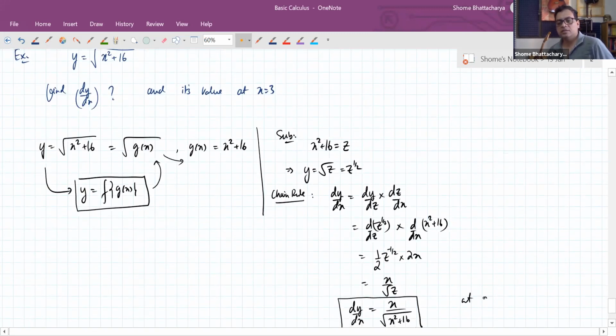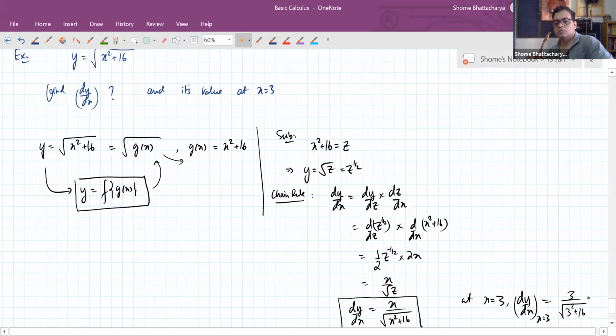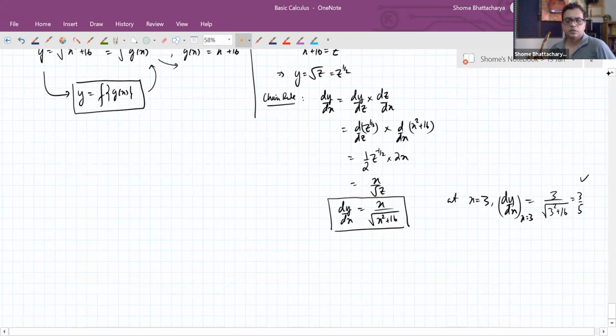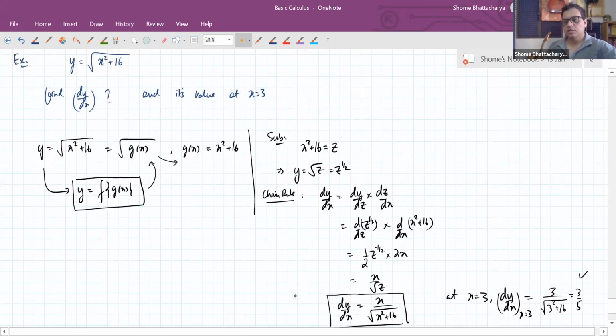So now at the value x equal to 3, the derivative at x equal to 3 will just become square root of this, which will become 3 by 5, as you can see. That's our numerical value. Okay, so these are a couple of applications of chain rule, which, as I told you, are very important in physics. Now we will see a more sort of physical example of the application of chain rule. We'll discuss next.